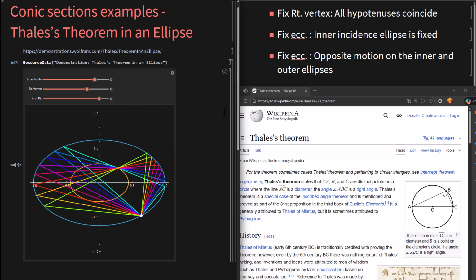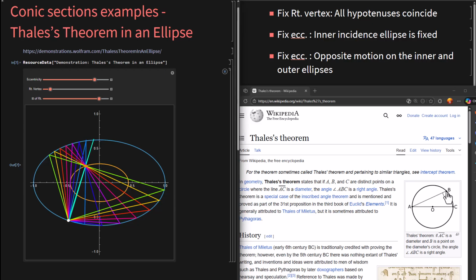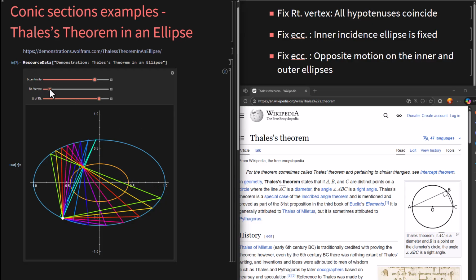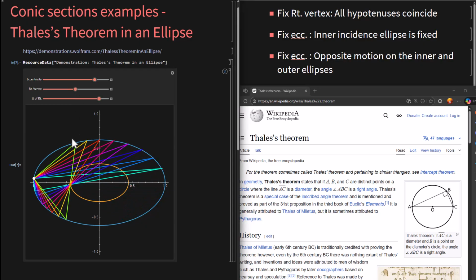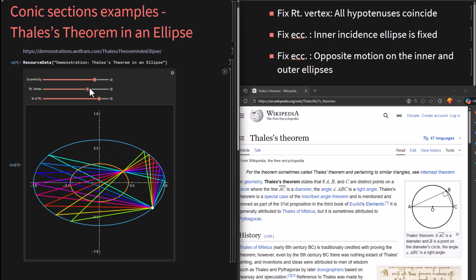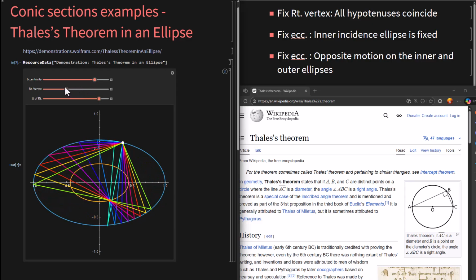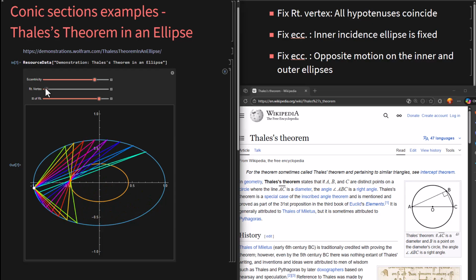Okay, the second observation is that if we change the location of the right-angled vertex, in the circular case it's quite trivial because the incidence is at the center. So no matter how you change the location of B, this point is fixed. But in our case, you can see the point of incidence is not fixed, but its trajectory is fixed. So this is the second interesting observation.